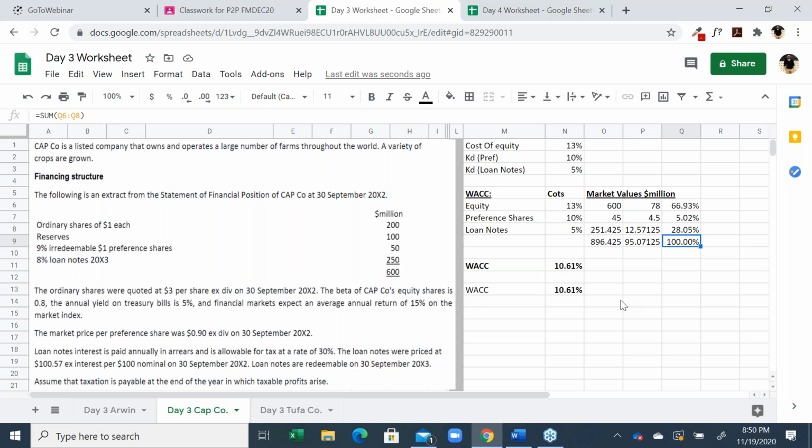So you can use the method that I used here, and you can also use this method. That's totally up to you.